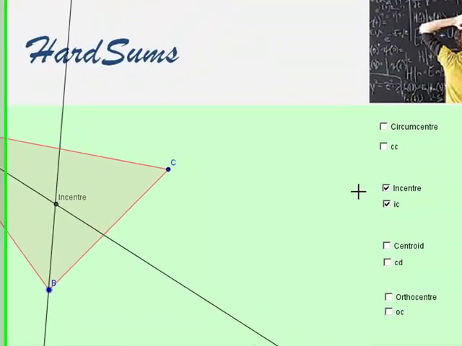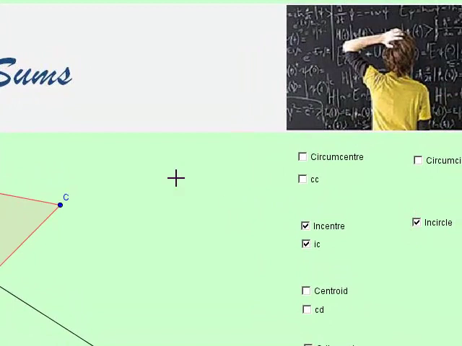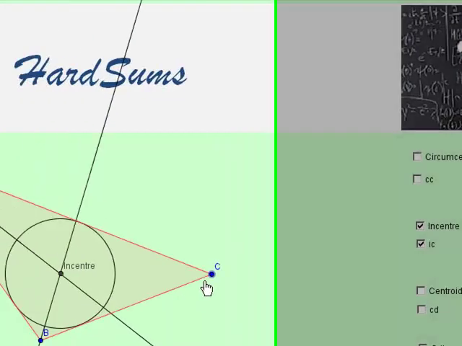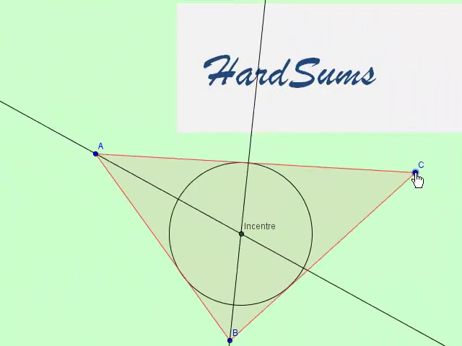And of course, associated with the incenter is the incircle of the triangle. So just turn that on. And this is a circle that touches each side of the triangle. It just touches each side.